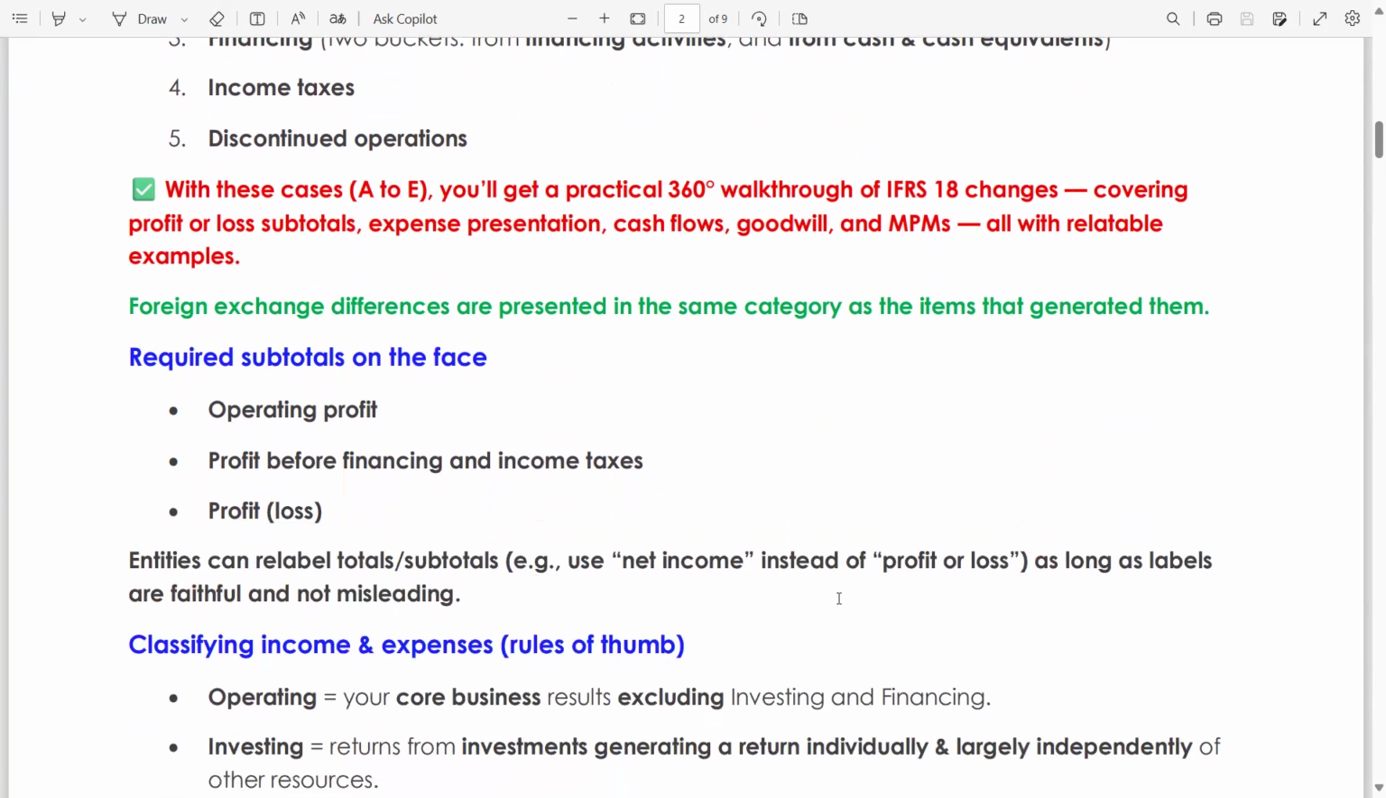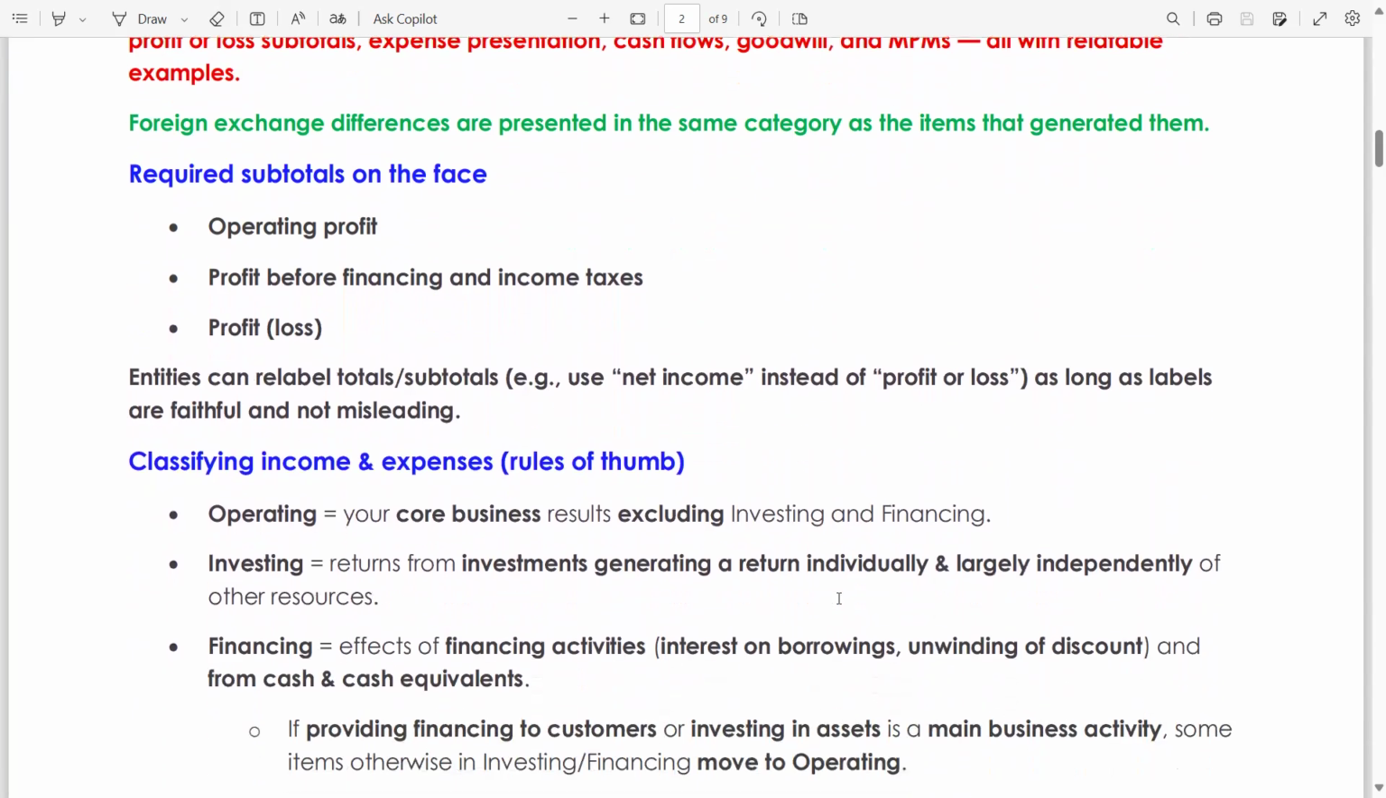Now, the required subtotals on the face: operating profit, profit before financing and income taxes, and profit or loss. Entities can label these subtotals, for example, use net income instead of profit or loss. This is how the structure will work as per IFRS 18, as long as labels are faithful and not misleading, meaning it will give a faithful representation.